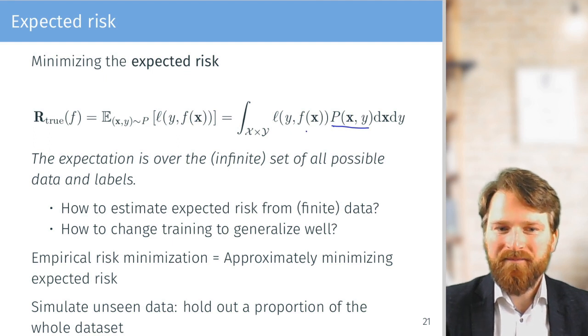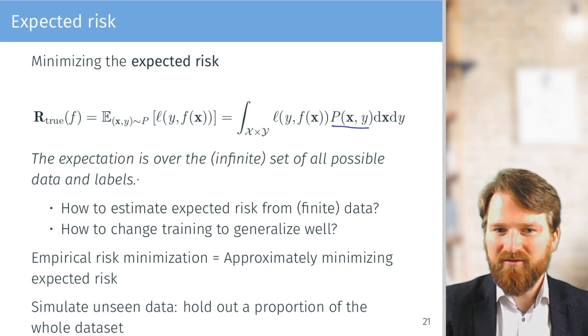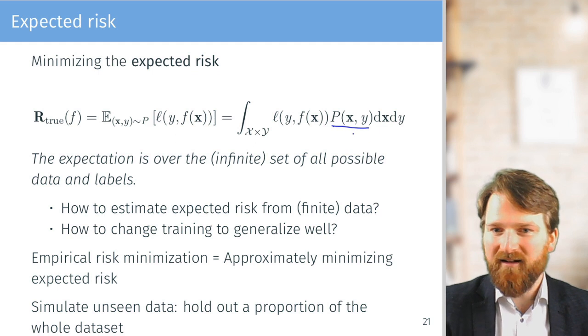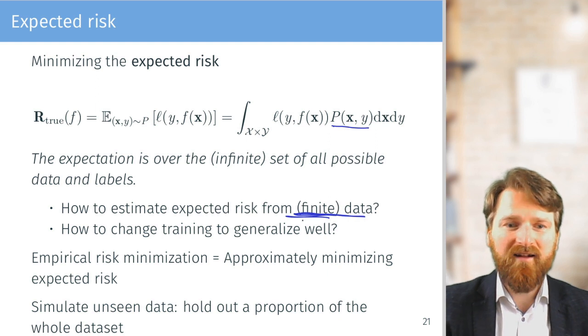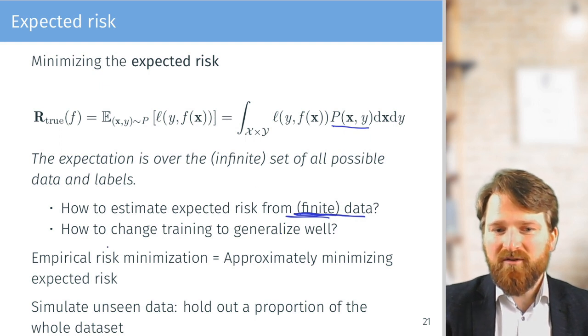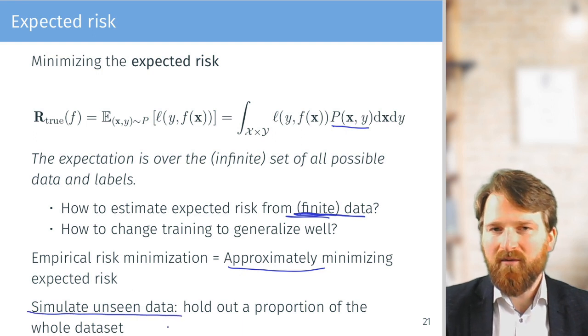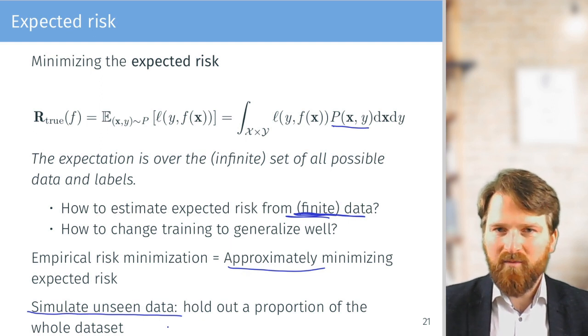We don't know this. So theoretically we are interested in the true expected risk, but we cannot compute this integral, this expectation, because we don't know the probability distribution of all data sets and all gold labels. So the question is, how do we estimate the expected risk from finite data, and how can we still make something which generalizes well? We turn empirical risk minimization into minimizing expected risk approximately. And how do we do that? We simulate the unseen data. We take out a part of the labeled data and say, this is unseen data we've never seen before, and this is where we test our generalization.